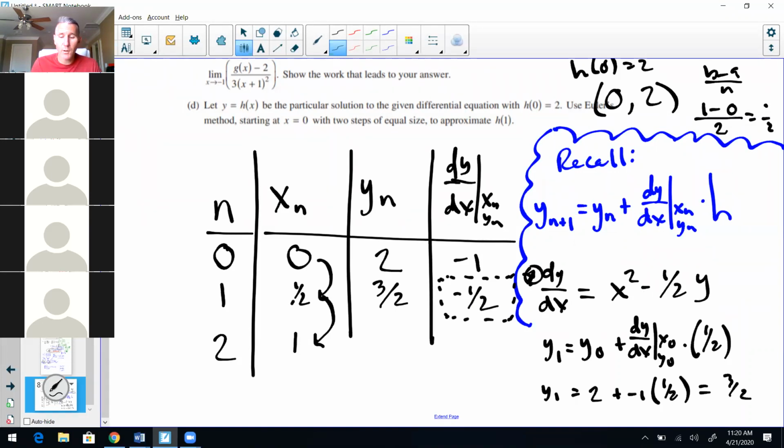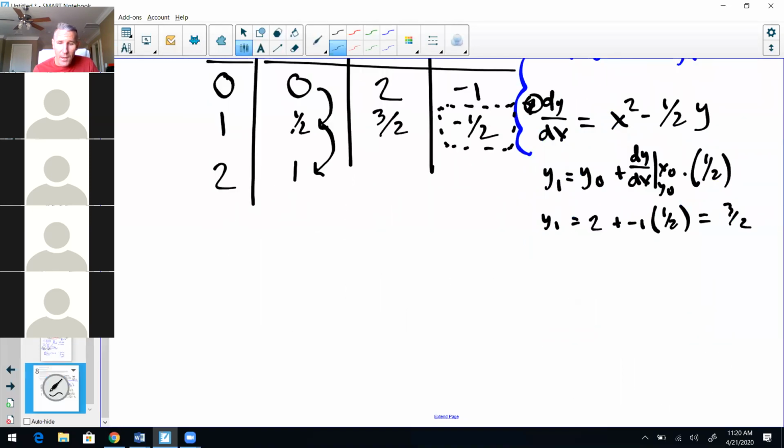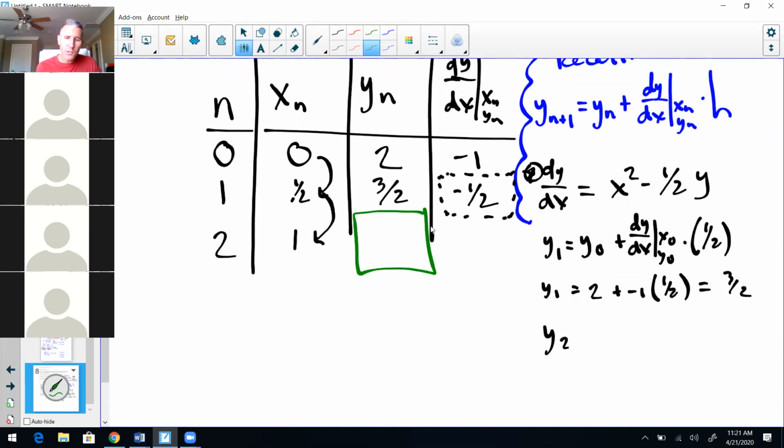-1/2. Good, -1/2. So now I know that my y sub 2, which is what I'm looking for, is the whole point of me doing this, to get that answer right there. So y of 2 is equal to y of 1, which was 3/2, plus dy dx when x is equal to 1, at x sub 1, y sub 1, which we just figured out was -1/2, times my step size, which is 1/2. So maybe I did that too fast.